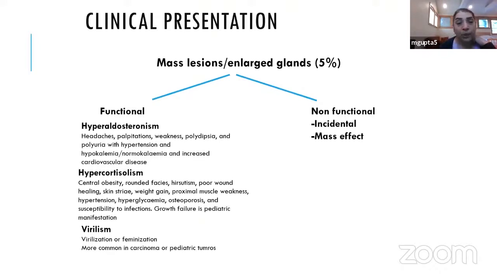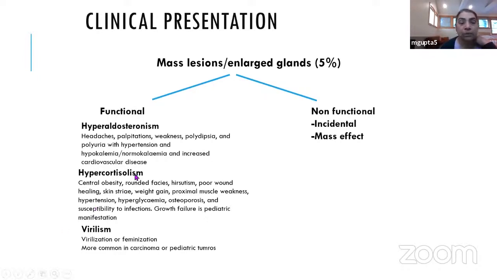And to our clinicians, how do these lesions present? Again, the presentation depends on what hormone function the mass lesion or the enlarged gland has. For example, some of these patients present with hyperaldosteronism, which is mineralocorticoid aldosterone excess. As you will probably discuss in other lectures later, the presentation is usually with headache, palpitation, weakness, polydipsia, polyuria, hypokalemia, and increased cardiovascular disease.